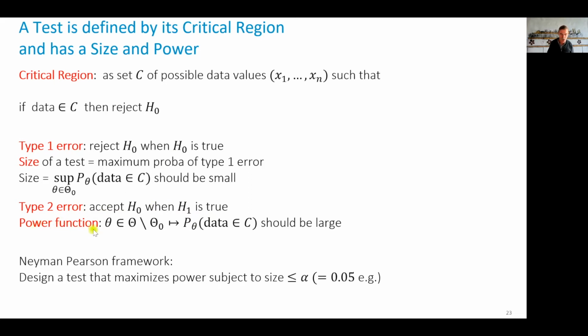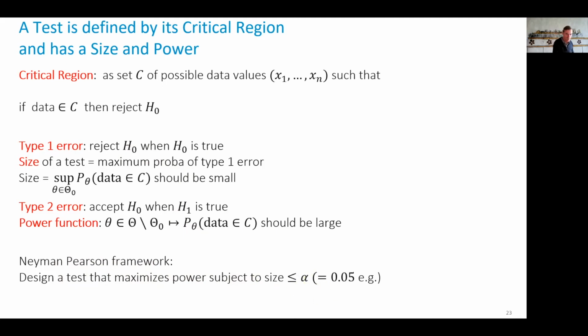And here we don't have one value. We will see why in a few more minutes. We define the power function, which for every value of theta corresponding to H1 gives the probability of this type of error. Ideally, we should have that the size is small, 5% or less, and that the power function is large, for example 95% or more. In the Neyman-Pearson framework, we design a test that maximizes the power subject to the size alpha.